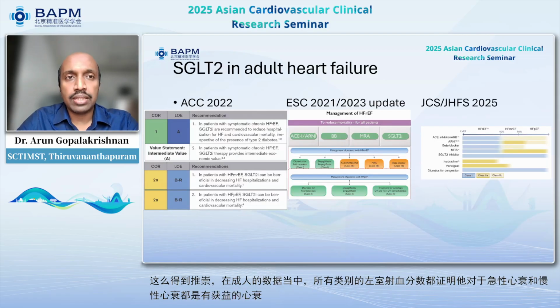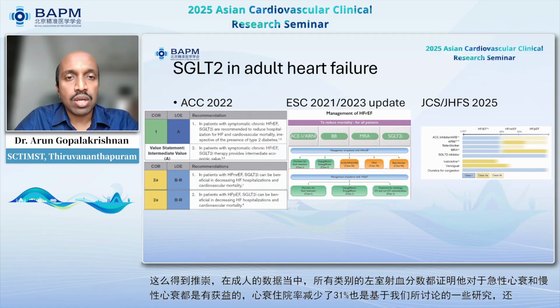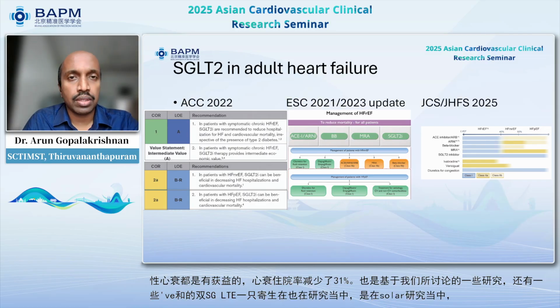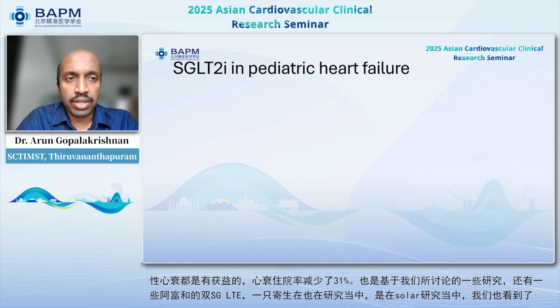So much so that SGLT2 inhibition is now considered a class 1 drug for heart failure across all ranges of ejection fraction, uniformly by the American and European Societies, and the latest published Japanese Heart Failure Society guidelines. Now, where do we stand in pediatric heart failure?